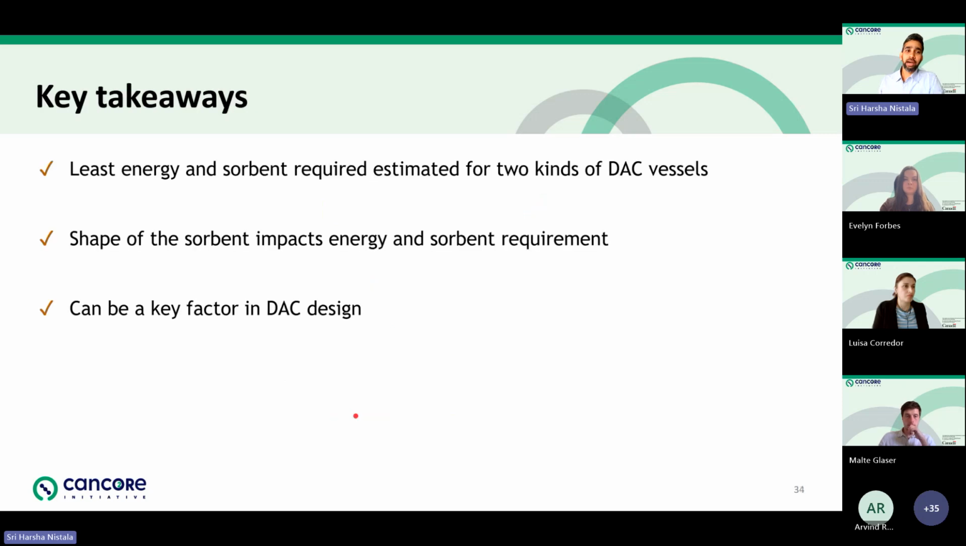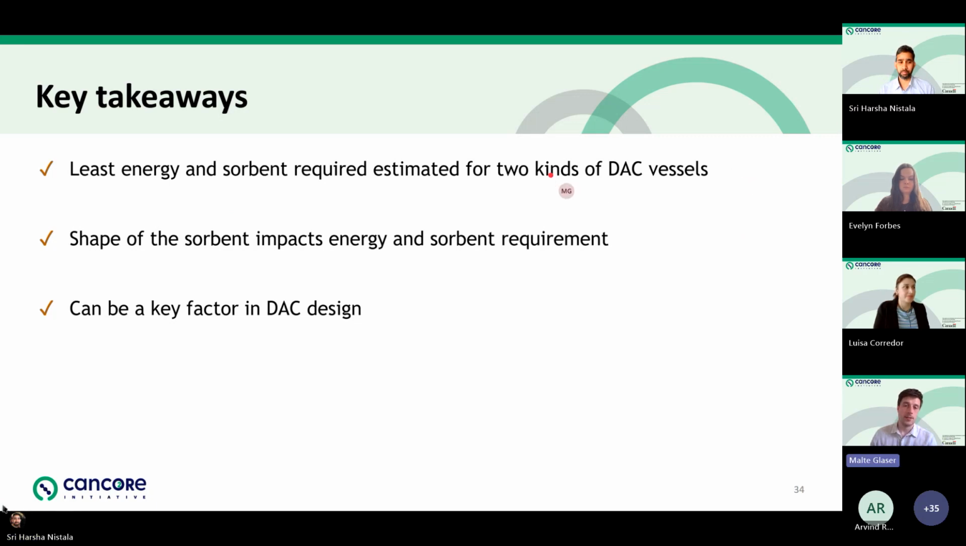So this study tells us several key things. First, we were able to estimate the least amount of energy and the sorbent required for two kinds of DAC vessels. We found out that the shape of the sorbent can also impact the energy and sorbent requirement, and therefore the shape can be a key factor in DAC design, and we suggest that it should be considered when designing DAC processes. With that, I hand it over to Malte for the next part of the seminar.